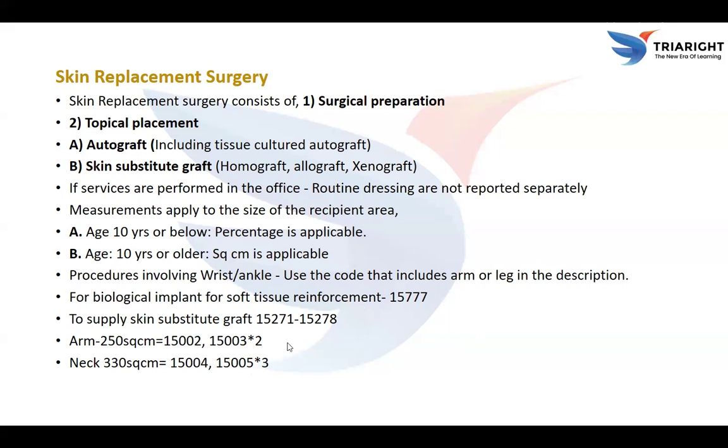So an example from this slide is the arm, 250 square centimeter. You have to assign the code 15002 for the first 100 square centimeter and 15003 multiplied 2 times for the additional 100 square centimeter, as it is 250 square centimeter. Example 2, here the neck is replaced, 330 square centimeter. So you have to assign two codes, one for primary and one for the additional, which is the remaining square centimeter.